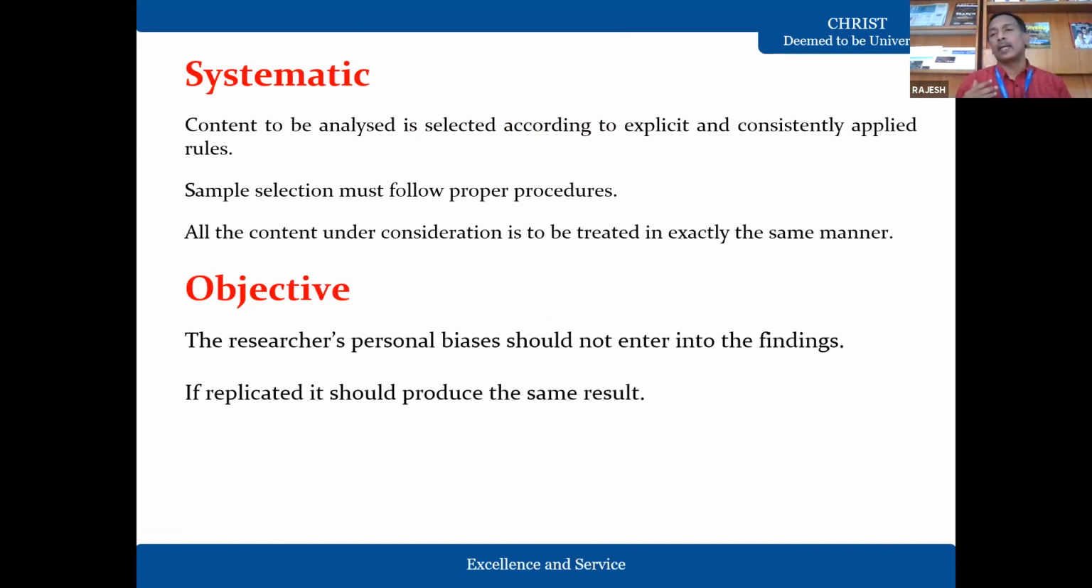Now, it needs to be systematic. Content analysis needs to be systematic in the sense that the content selected should be consistently applicable to the rules. Sample selection must follow proper procedures. All content under consideration is to be treated in exactly the same manner. The researcher's bias should not enter into the findings, and if replicated, it should produce the same result.